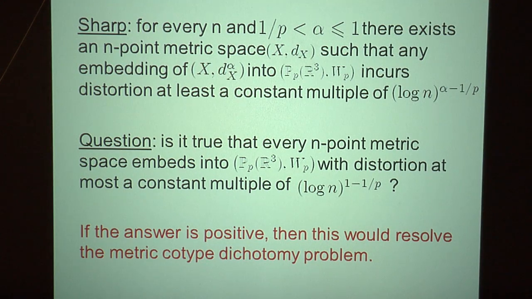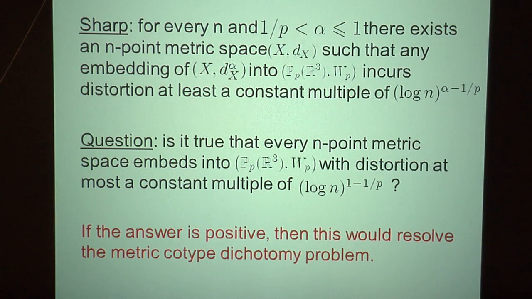And I have good reason to conjecture, but I stated it as a question, that there is a good chance here of a very concrete question in embedding theory. Is it true that every endpoint metric space, and this is just the case of alpha equals 1 of the sharpness statement, can be realized as measures on R3 with the Wasserstein p metric, but with distortion log n to the 1 minus 1 over p? That would be the case alpha equals 1 of the example. If that were true, that would finish the metric dichotomy problem.